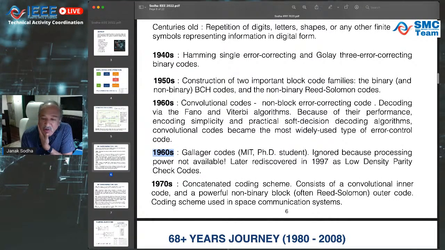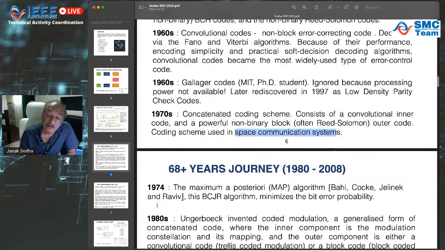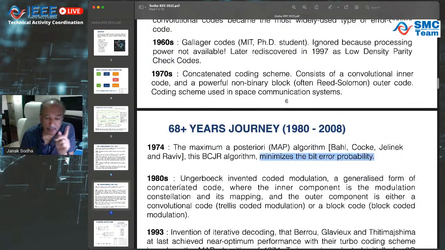In the 1970s, people looked at concatenated coding schemes where you combined the convolutional code with block codes, the most famous being the Reed-Solomon code in combination with convolutional codes. You can look into that. They were used for space systems as well in the 1970s. 1974 was a breakthrough, not realized until much later, with the MAP algorithm, the maximum a posteriori algorithm by Bahl et al., sometimes called the BCJR algorithm. Unlike the Viterbi algorithm, this minimizes the probability of an error. There's a slight modification to the algorithm, more probabilistic, and from 1974 onwards it was ignored. We'll come back to that.